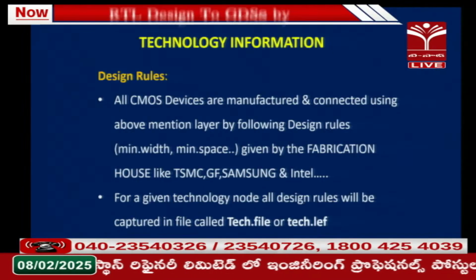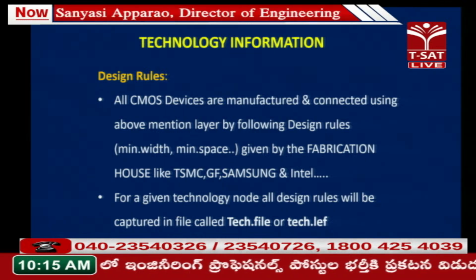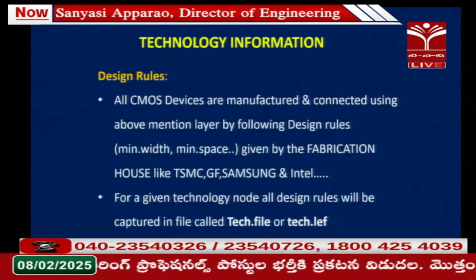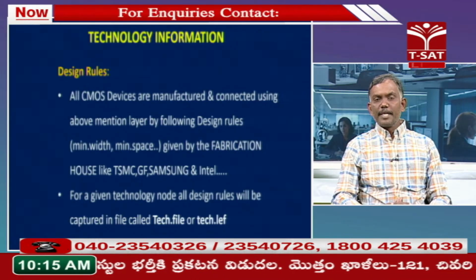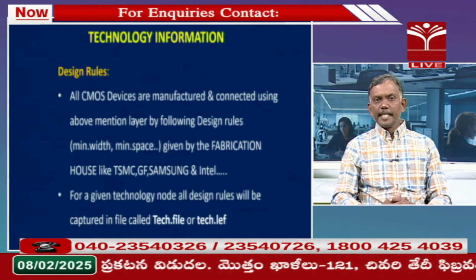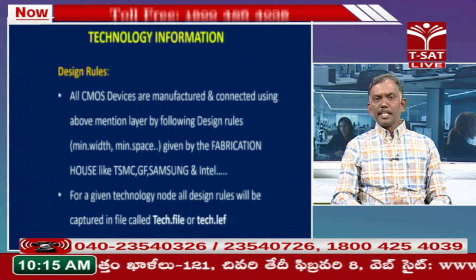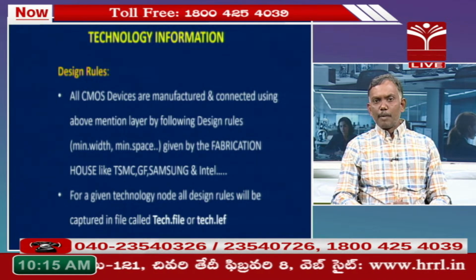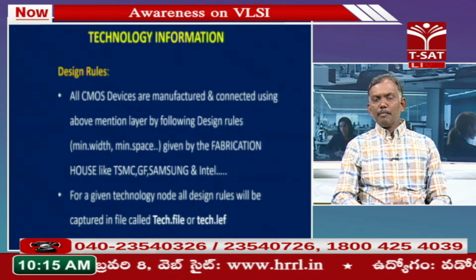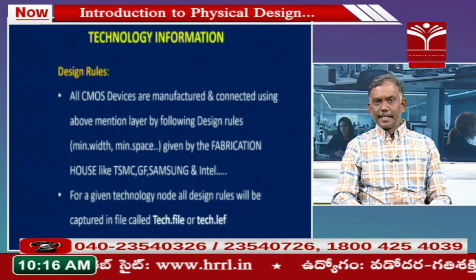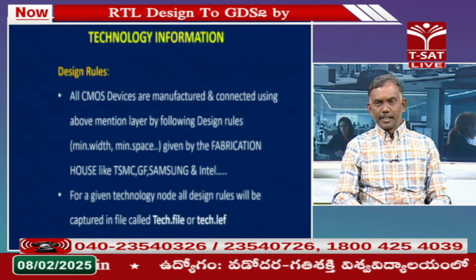Design rules. All CMOS devices are fabricated and connected through these layers, whatever layers we discussed. We should follow design rules given by the fabrication house, like TSMC is one fab house, Global Foundry, GF, Samsung, Intel, these are the different fabrication houses. They will provide a set of design rules, minimum width, minimum spacing, enclosure rules, like that. We should follow all these design rules during the fabrication.